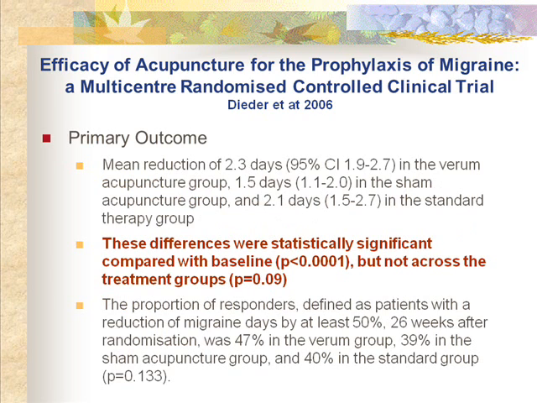Okay, what happened is that the mean reduction is 1.5 to 2.3 days. So these differences were statistically significant compared with the baseline, but not across the treatment groups. So in other words, there's no difference. This is not an inferiority study. It means that you are not doing the study to say that this is inferior to something. It's actually comparing 3 groups, and within the groups, they compare before and after treatment.